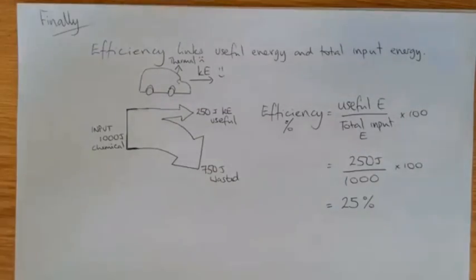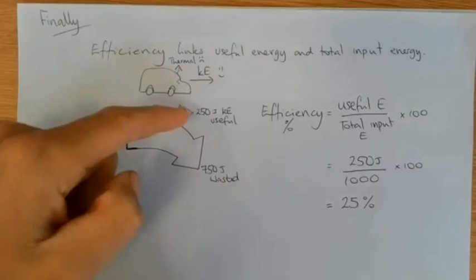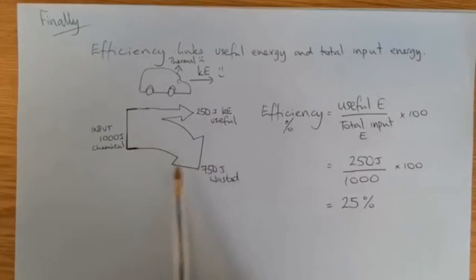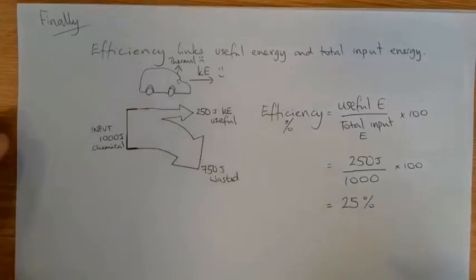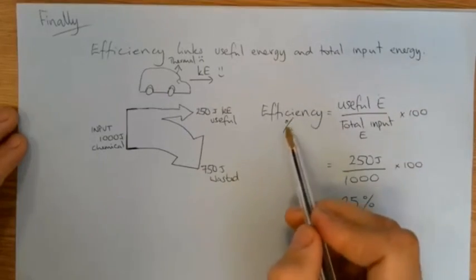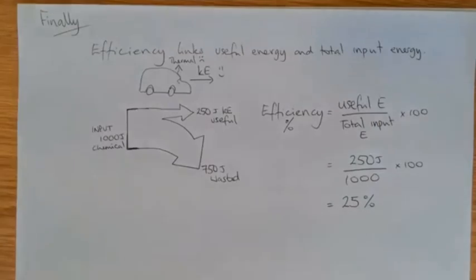efficient. So of all of the energy that I put into this system, a quarter of it goes to where I want it to, but the majority, 75% of it, is wasted. And whatever the system, whatever examples you're looking at, you can always work out the efficiency of it as a percentage, thinking about the useful energy and the total input energy.